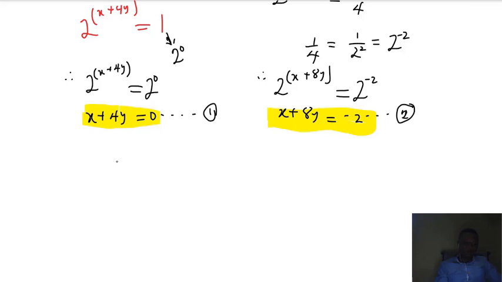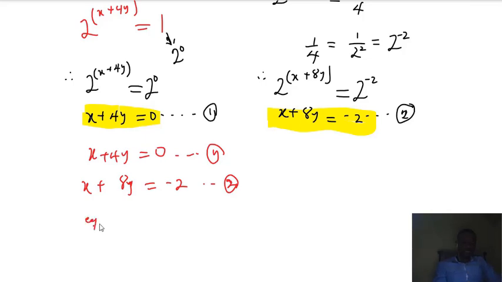So we have x plus 4y equal to 0, and this is the equation 1 we are talking about. Then we have x plus 8y also equal to negative 2. We call this one equation 2. So here, let's subtract equation 1 from equation 2. So we are saying that equation 2 minus equation 1.